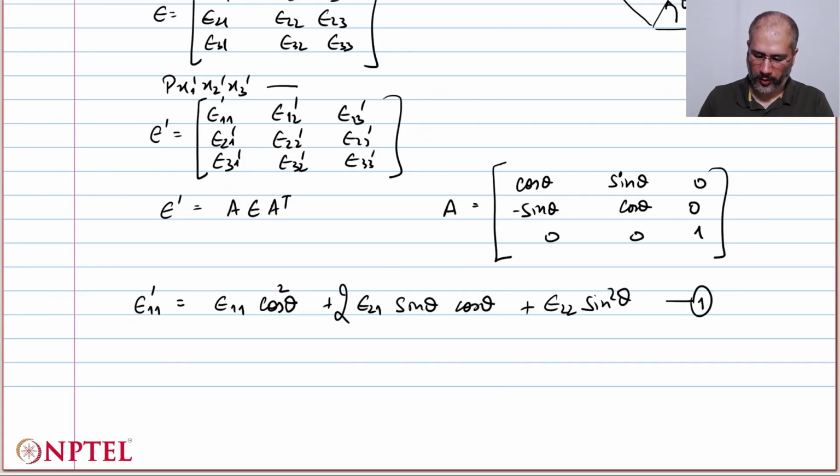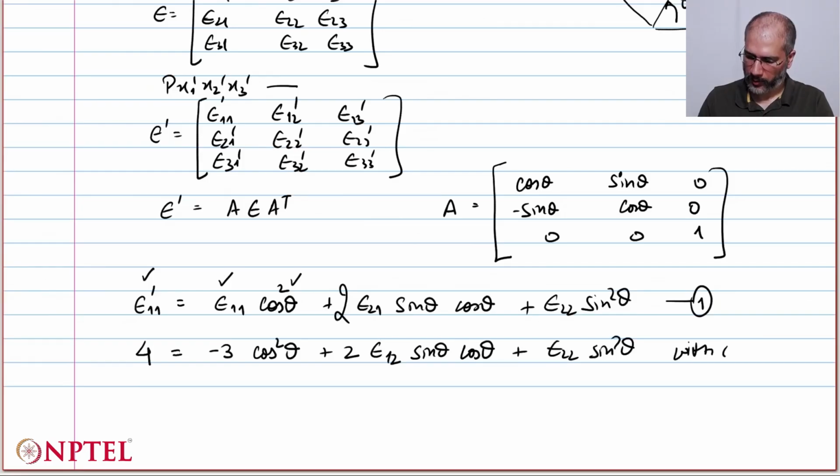Now in this equation 1, epsilon 1 1 prime is given to us. Epsilon 1 1 is given to us and the theta value is also known. If I substitute these with the value of theta as 60 degrees, that's pi by 3, then when we put in the values, we get an equation in epsilon 1 2 and epsilon 2 2 as the unknowns like this. So this I'll call A.